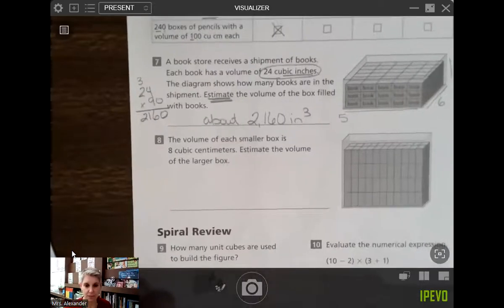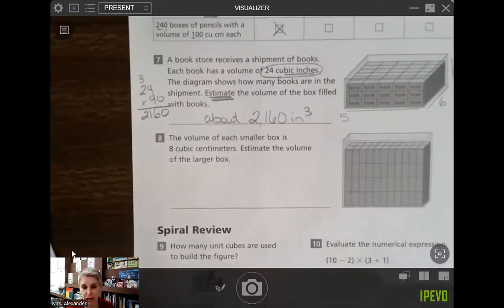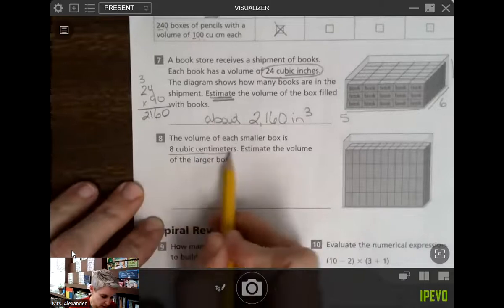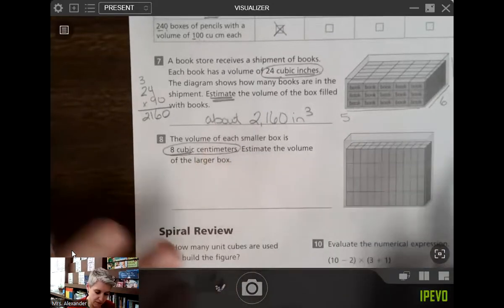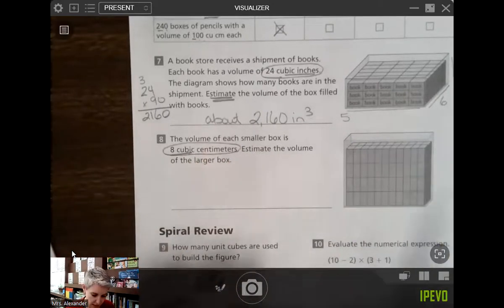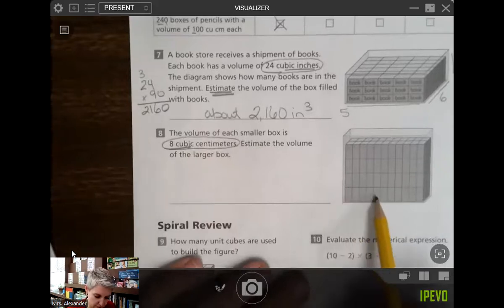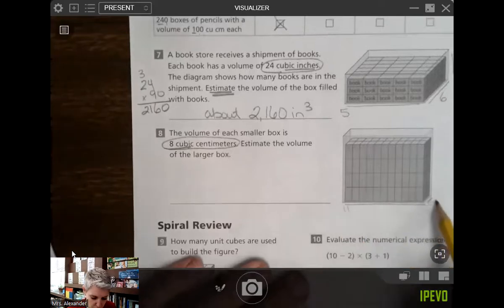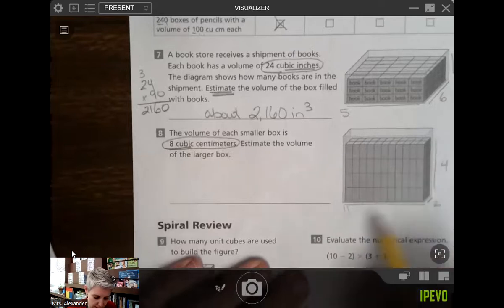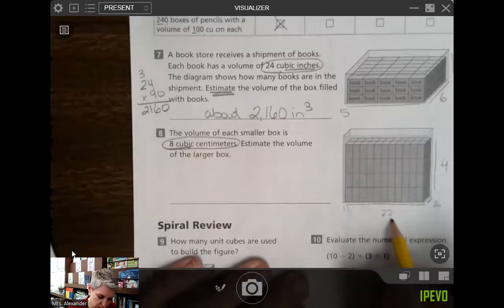And number 8, the volume of each smaller box is 8 cubic centimeters. Estimate the volume of the larger box. Same thing. 1, 2, 3, 4, 5, 6, 7, 8, 9, 10, 11 across the front. 2 rows back. 2, 3, 4 layers. 11 times 2, that's 22. 22 times 4 is going to be 88.